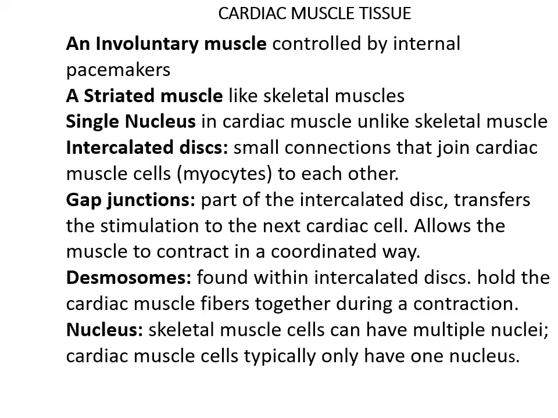I'll leave the description of desmosomes and nucleus to you. What I really want you to understand is that the heart is automated. Okay, it's under involuntary control, really, by this nervous system that's in the heart, and the heart is controlled by the autonomic nervous system, meaning it can speed up or slow down based on what's happening in the environment.